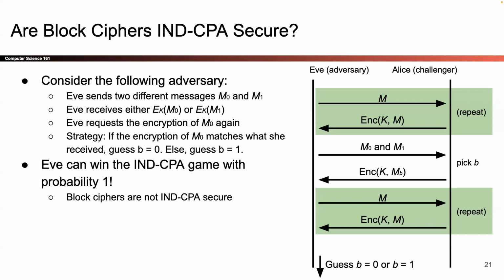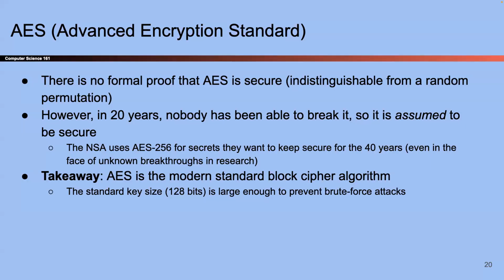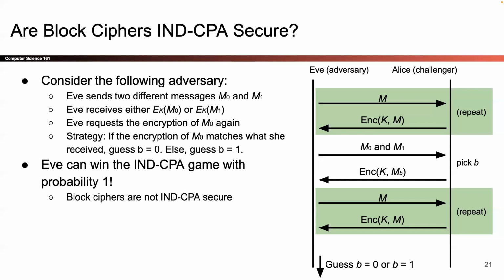Okay, so all of this is to say, because Eve always wins, block ciphers by themselves are not NCPA secure. We went through all the trouble of designing this thing, and we said, well, look, no one's been able to break it. But at the end of the day, Eve still won, using this power of asking me to re-encrypt stuff.